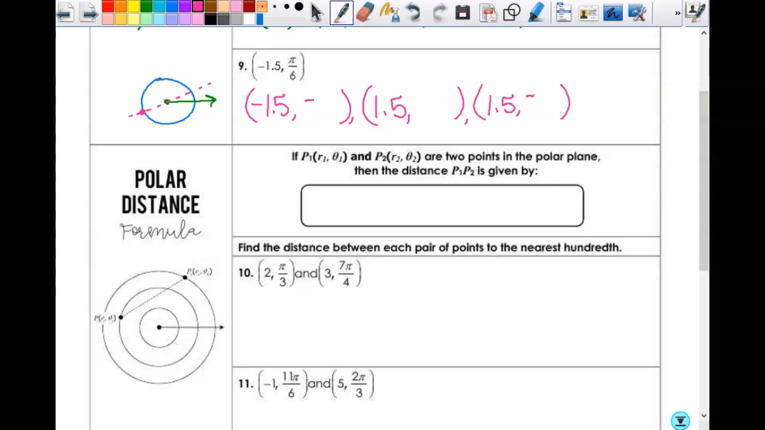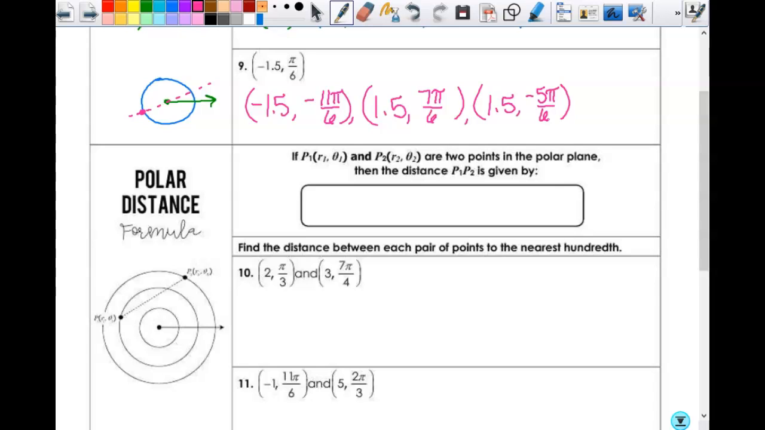Okay, so one possibility would be negative 1.5, negative what? 11 pi 6, good. Then I could have a positive 1.5 and a positive what? 7 pi 6. Then a positive 1.5 and a negative 5 pi 6. Okay. What questions do you have? We're good? Yes? Okay, awesome.